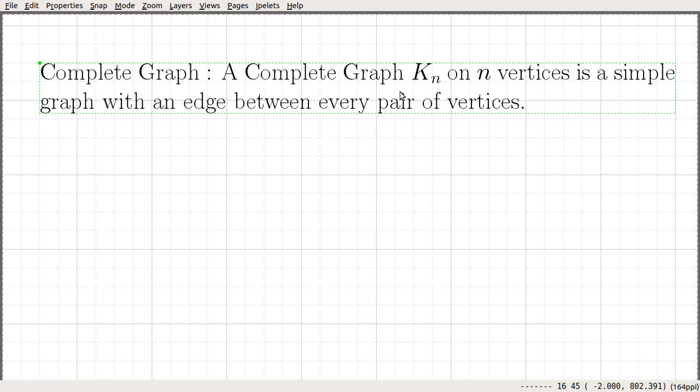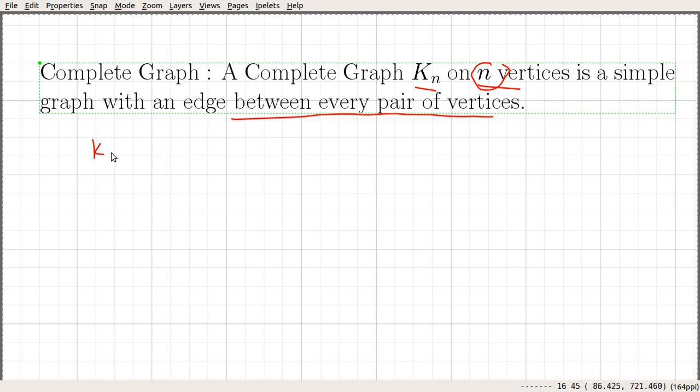A complete graph denoted by Kn on n vertices is a simple graph with an edge between every pair of vertices. So, why is it called a family? It is a family because we can define the complete graph for any value of n, where n is the number of vertices. So this is the definition of a complete graph. Let me go through some examples.